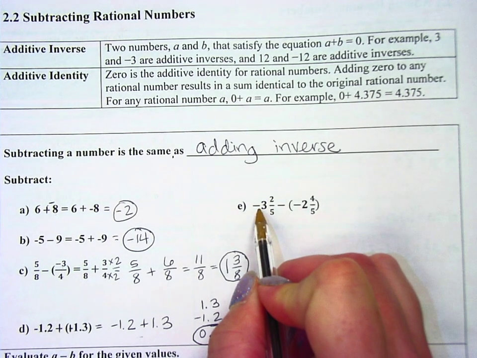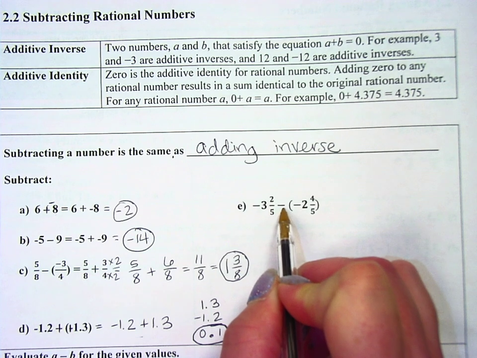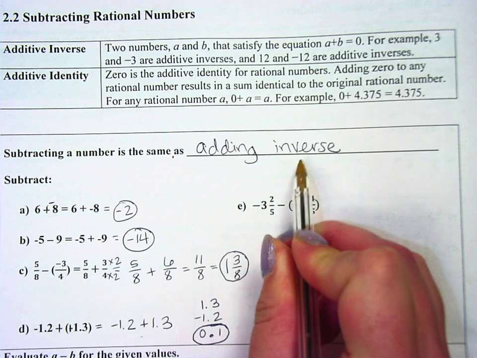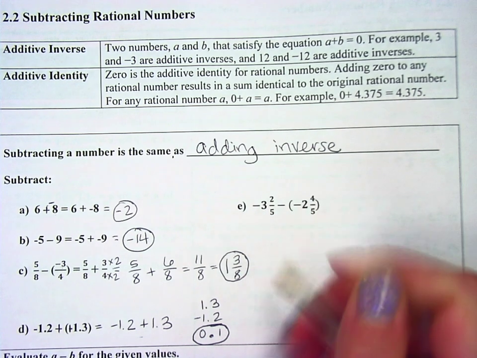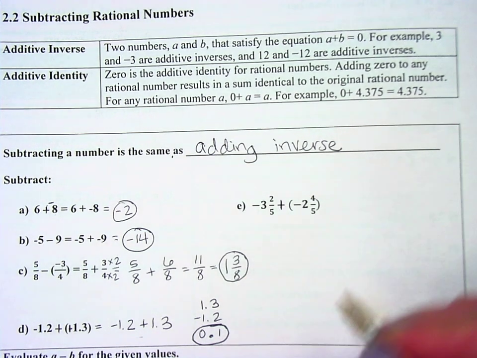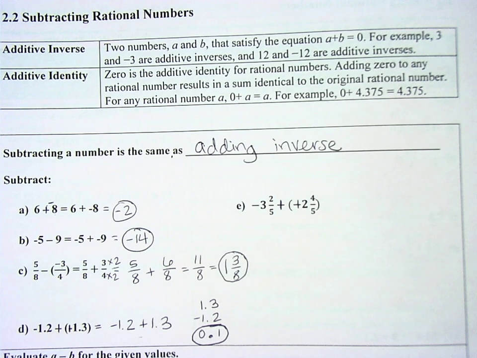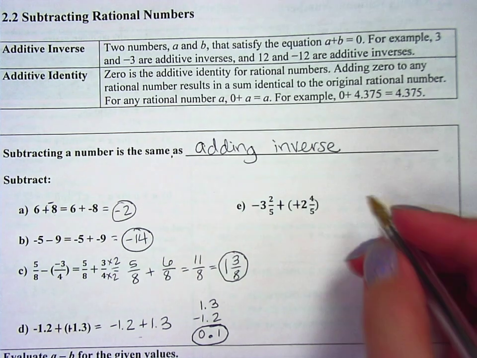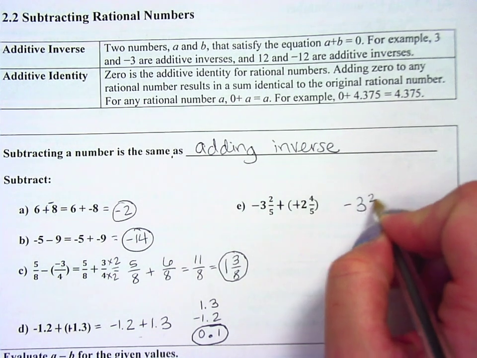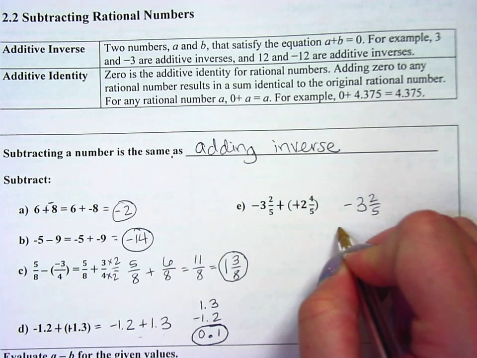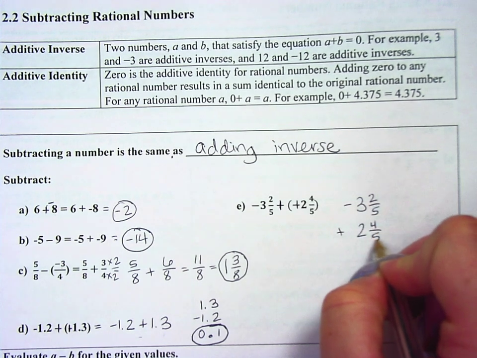I'm supposed to have a negative, but again, I'm subtracting. Anytime I see that subtraction and negative, I'm going to go ahead and do my additive inverse. So instead of subtraction, I'm going to say add. The inverse of negative 2 4/5 would be a positive 2 4/5. So I'm going to go ahead and rewrite it. I got negative 3 2/5, and then we're plus 2 4/5.